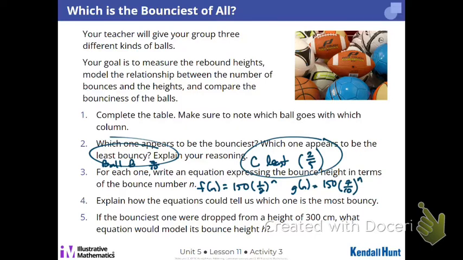And then the last one, the least bouncy, I'm going to write it up here just because this is where there's room. H of n. It started at 150. Decay factor of 2/5 to the n. So, how could we tell just looking at the equation which one's most bouncy? Ryan? Yeah, this shows the least decay.